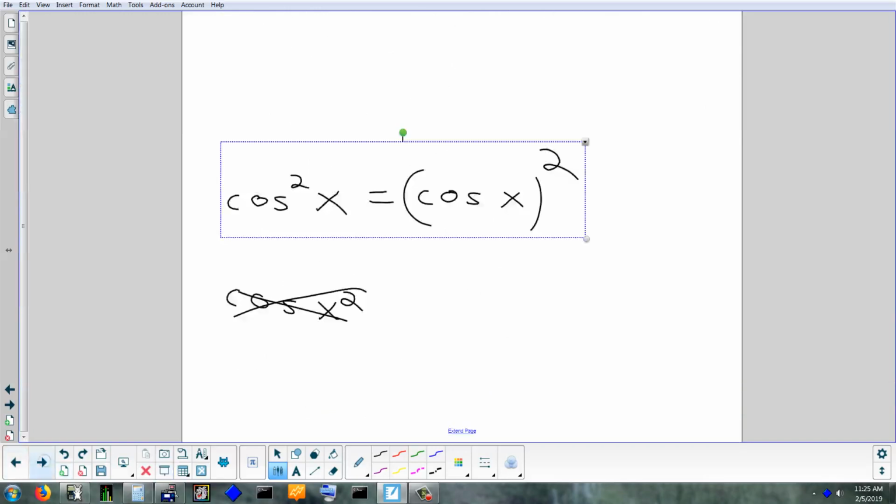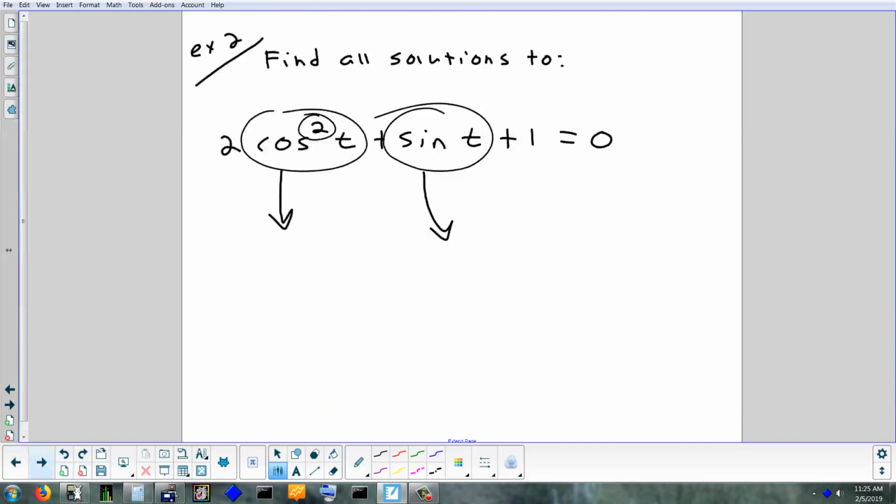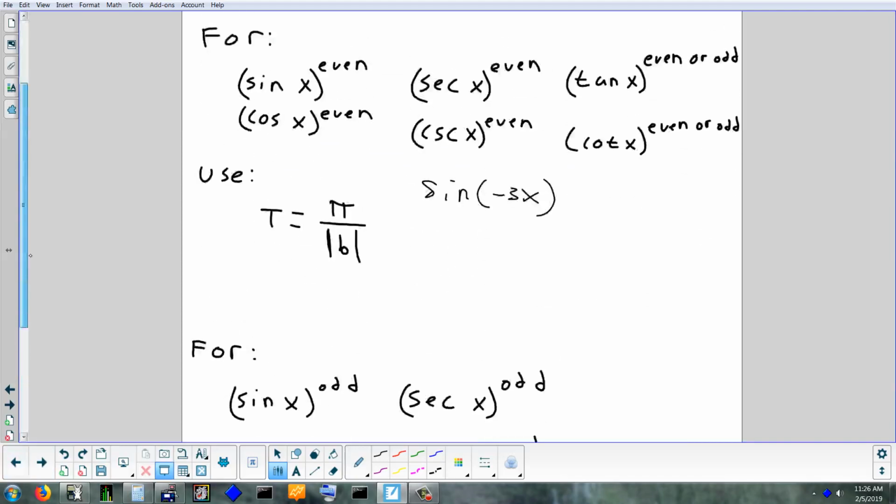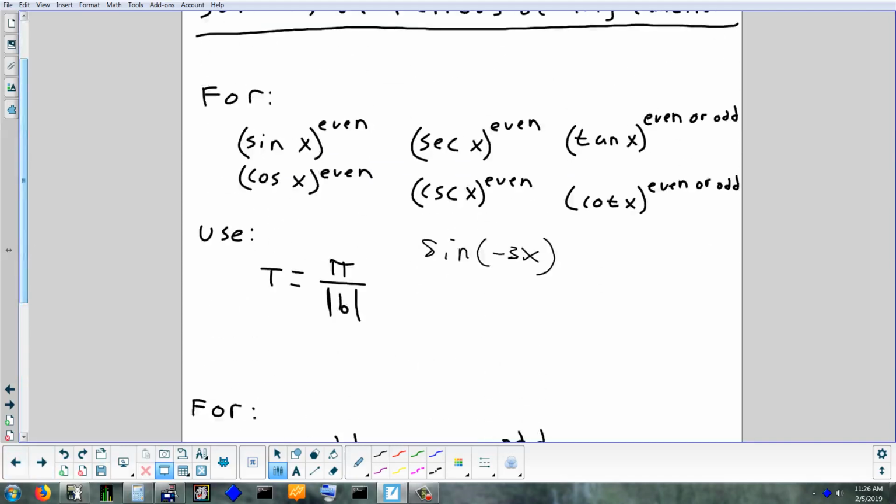Okay, so let's look at our first example. Well, first example with multiple trig functions. All right, we've got cosine to an even power. What's the formula you use when it's cosine to an even? Jake? Okay, if I go back, cosine to an even, pi over b.